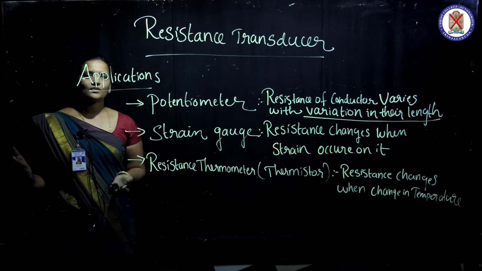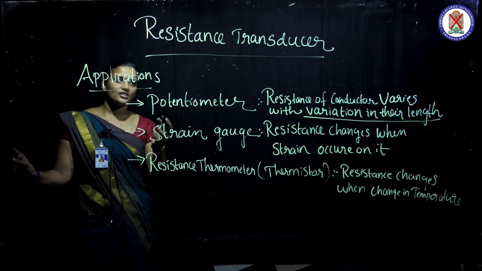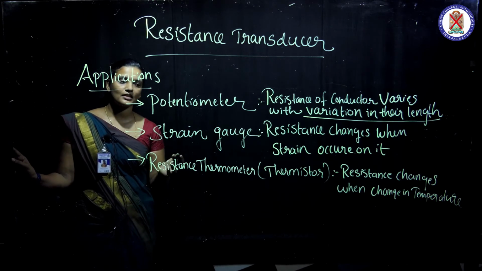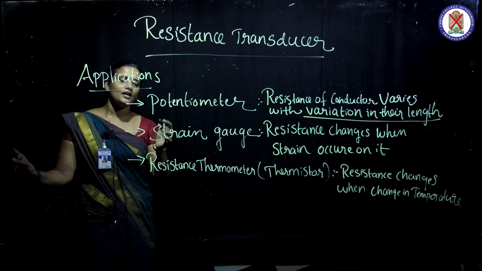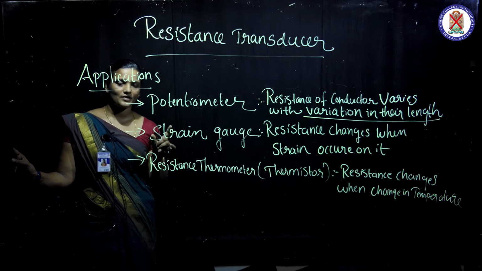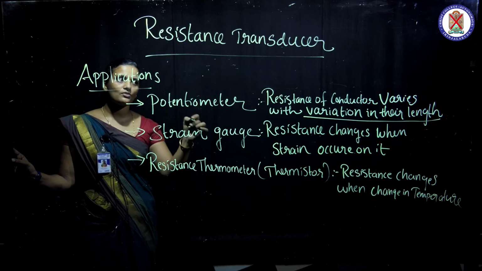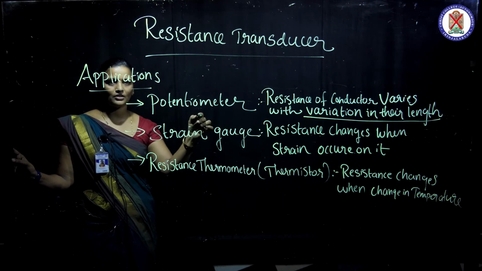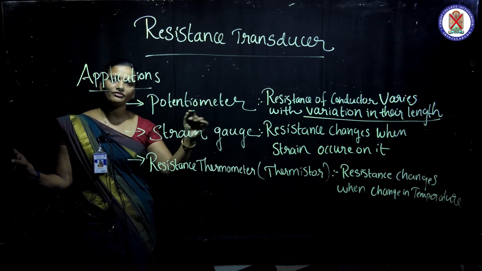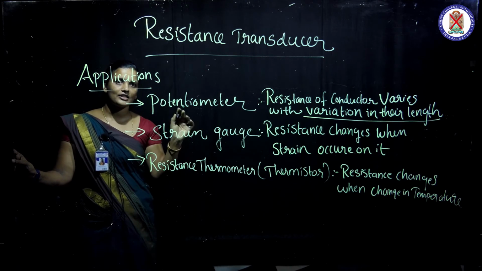Okay, next we are going to discuss the applications of resistance transducer. The first one is the potentiometer, the second one is the strain gauge, and the third one is the resistance thermometer or thermistor. The potentiometer is mainly used to measure displacement. When displacement happens, this transducer changes its resistance value according to the displacement, and by measuring this resistance change we can identify the amount of displacement.